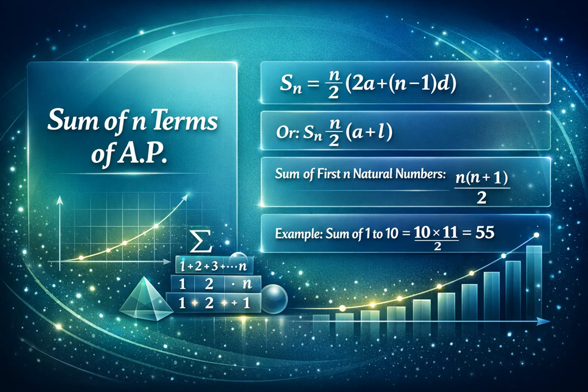The sum of n terms of an AP has two formulas. Sn equals n over 2 times 2a plus (n minus 1)d. Alternatively, Sn equals n over 2 times a plus L, where L is the last term. For the sum of first n natural numbers, we get n times n plus 1 over 2. Sum of 1 to 10 equals 10 times 11 over 2 equals 55.